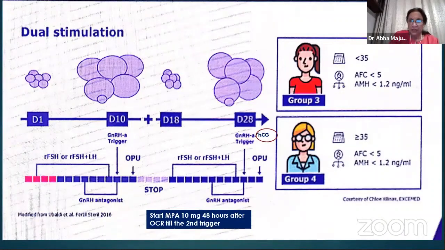I like to give a dual trigger in the second cycle. Sometimes even in the first stimulation I give a dual trigger, because I don't care about the corpus luteum cysts which are there, but yes, they do interfere in monitoring. And two, I have stopped using antagonist in the second cycle. I just start medroxyprogesterone acetate 10 milligrams 48 hours after oocyte collection till the day of second trigger.